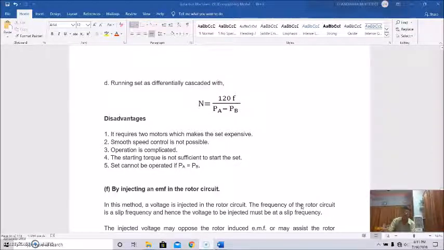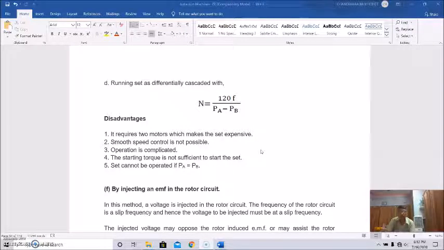But what are the disadvantages? Definitely there are some disadvantages, because it requires two motors, which makes the set expensive, and smooth speed control is not possible. Only four speeds are possible. Operation is complicated, and of course the starting torque is not sufficient to start the set. And the set cannot be operated if the number of poles for the main motor and the auxiliary motor are the same. So these are the different disadvantages or limitations of this cascade connection type of speed control.